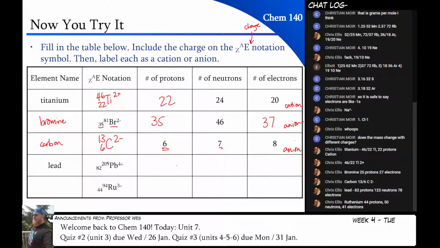Down here for lead, there's Z. A is whatever the difference between these two is, so 205 minus 82 would be 5 minus 2 is 3, 20 minus 8 is 12. And then I have 4 fewer electrons than protons, so that'd be this. And it's positive, so it's a cation.